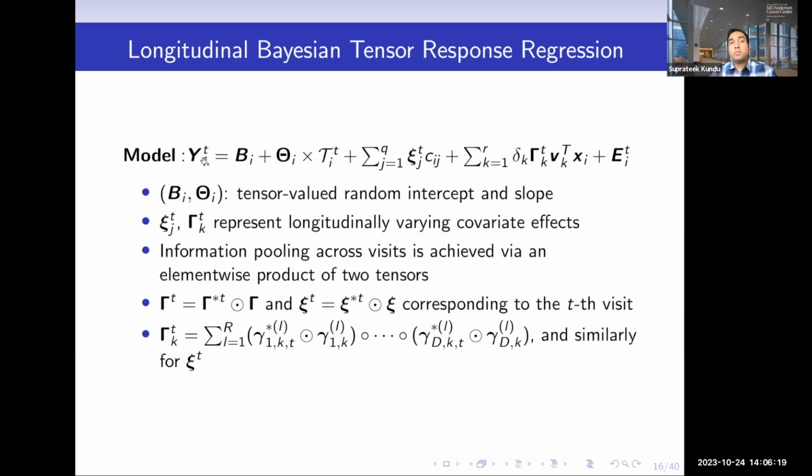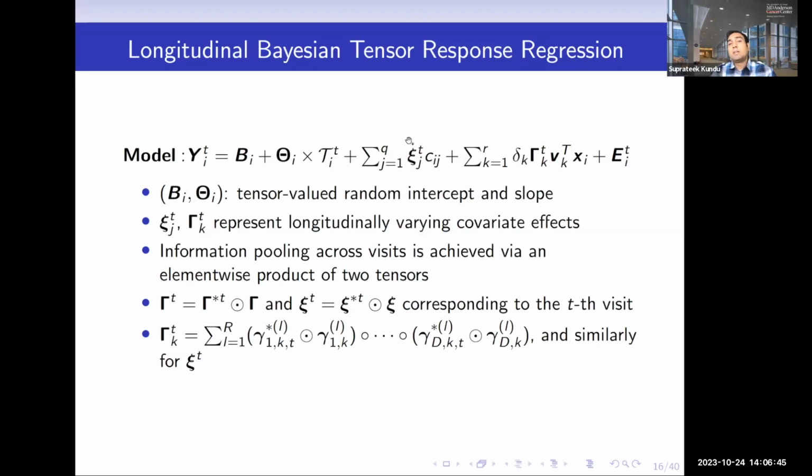So for the longitudinal model, we have this image at the tth visit and the ith subject. This is modeled in terms of, this looks very similar to our mixed effects model, right? If you stare at this hard enough. So you have the random intercept, then you have the random slope, with the difference that these are now all tensor valued. So you have a tensor valued random intercept, you have a tensor valued random slope.